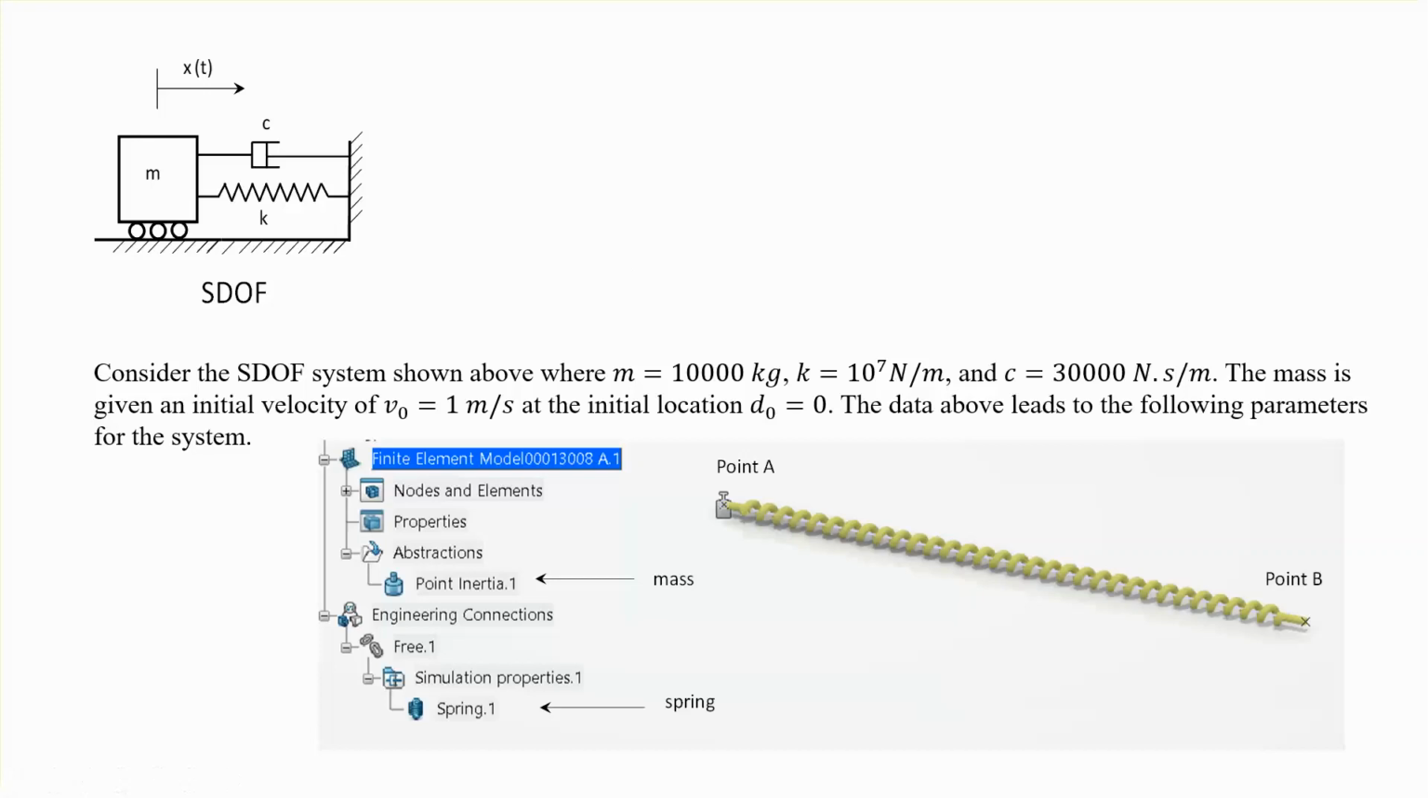The first one is a single degree of freedom system where the mass, spring and damper system are specified, as you see here with these values. And an initial velocity of 1 meter per second is given to this mass. What we'd like to do is to plot the force, or not the force, displacement versus time history.